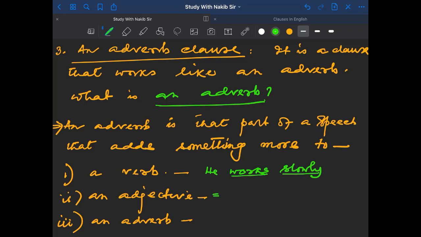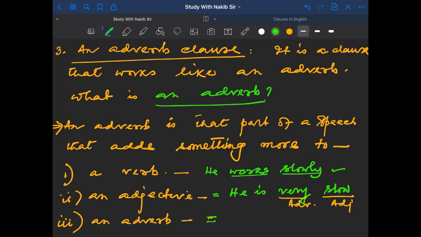Number 2, he is very slow. Slow is an adjective and this very is an adverb. Okay. And number 3, an adverb, adding something more to the meaning of an adverb. So this is an adverb.